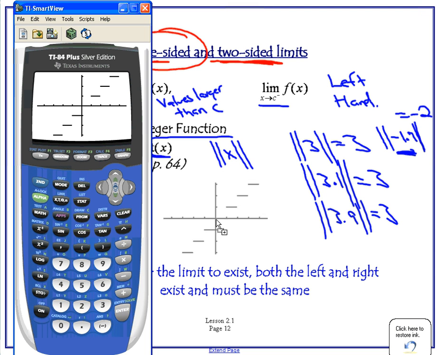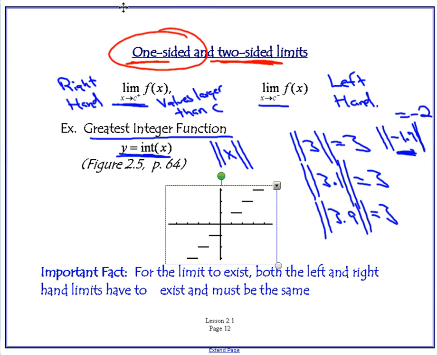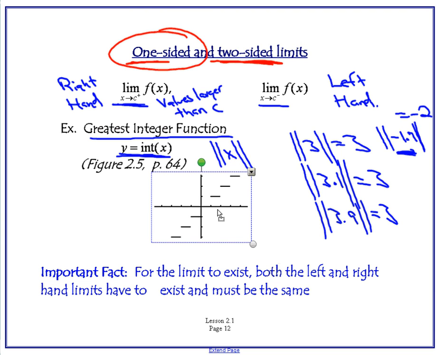So we have that example. And then just understand this one little fact down here. See if this makes some sense. If a limit is going to exist, then the left-hand limit and the right-hand limit have to exist, and they better be the same value. Because that's what we're doing all along. When we're taking limits, we're approaching it from both sides.